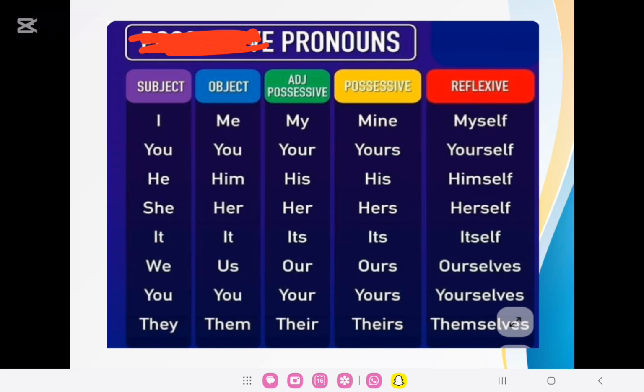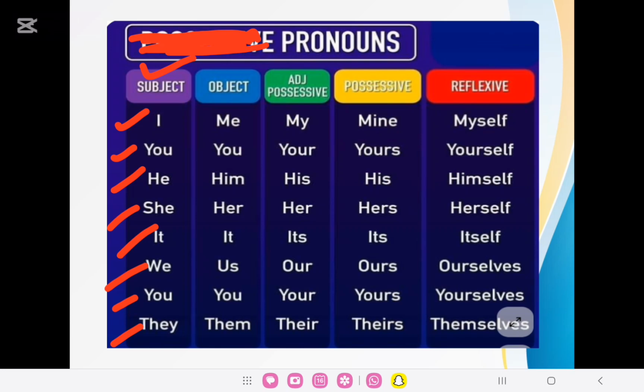The first thing is subjective pronouns or subject pronouns. We know them. All the subject pronouns are used as the subject of a sentence. That means they start a sentence. I, you, he, she, it, we, you, they. These are subject pronouns. That means they start a sentence.